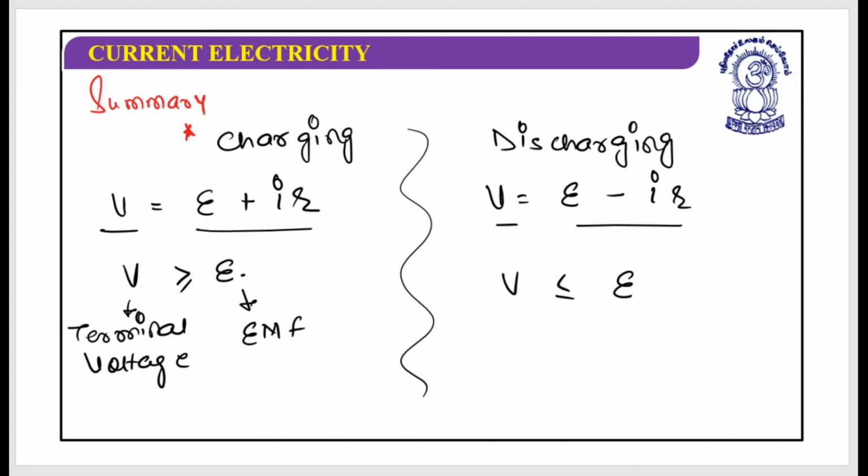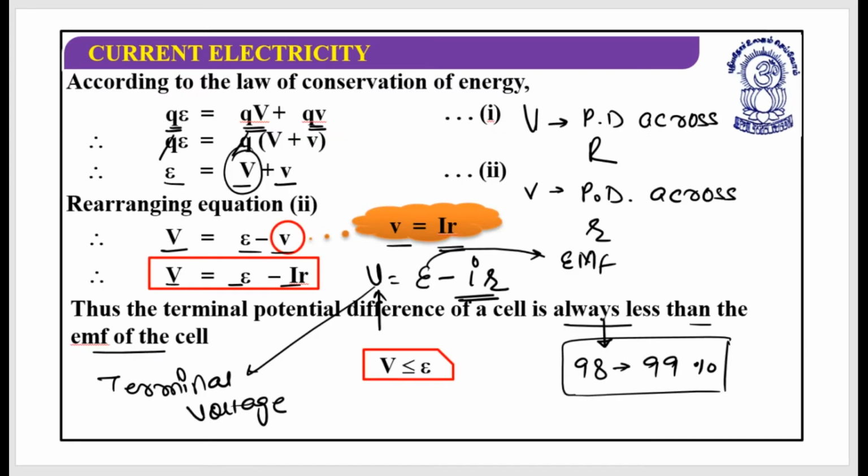That's why when we discussed in the previous slides, look at this: the statement that it is always so is not 100% correct. That's why I've written 98 to 99 percent. This 98 to 99 percent case is that of discharging of a cell.